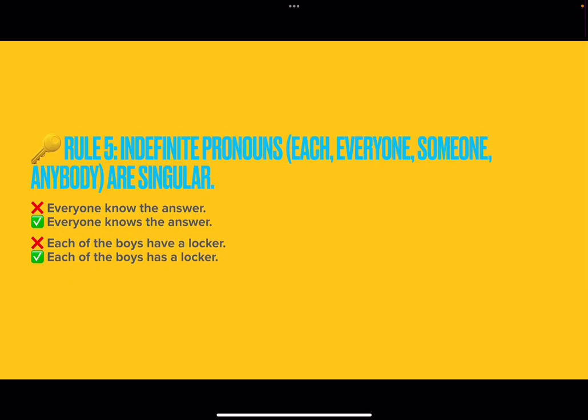This next example is kind of the opposite of that. Everyone is speaking of each individual, not as a solid unit like a soccer team, but instead each individual knows the answer. Each of the boys individually has a locker, so it gets that singular verb.